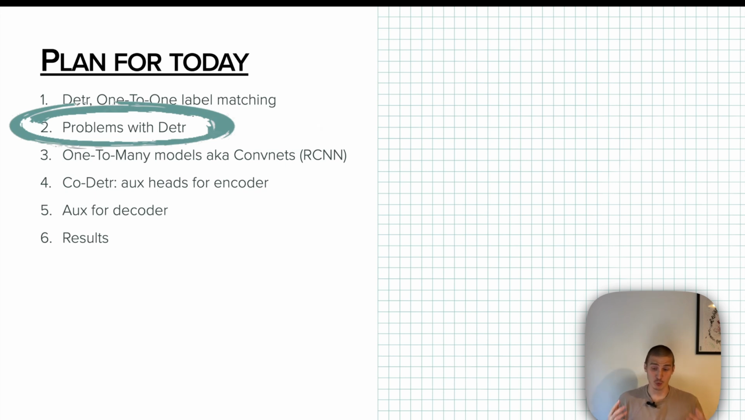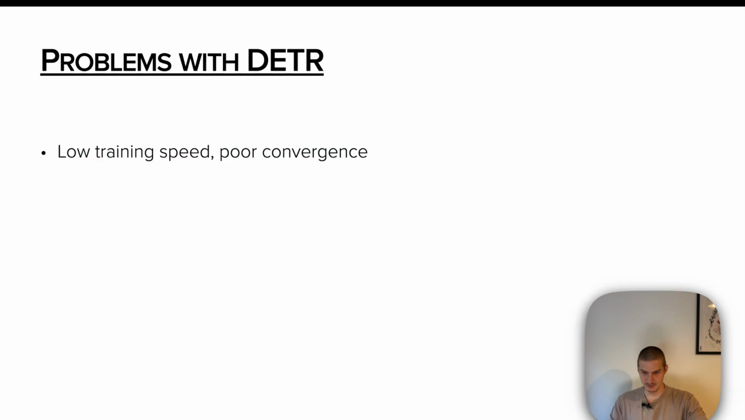So now let's talk about what the problems with DETR are, what the problems with this training scheme are. The first problem, or another manifestation of the problem, is that the actual training speed is quite low, so it takes a lot of time to train, convergence is poor, and in the original DETR that led to inferior accuracy compared to old school convolutional models. And one of the reasons that happens is that the positive signal is quite sparse.